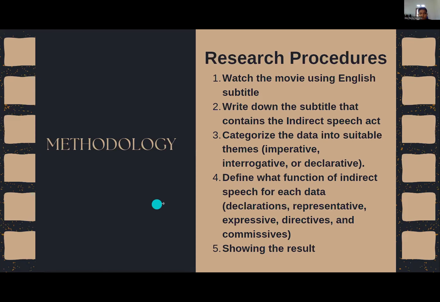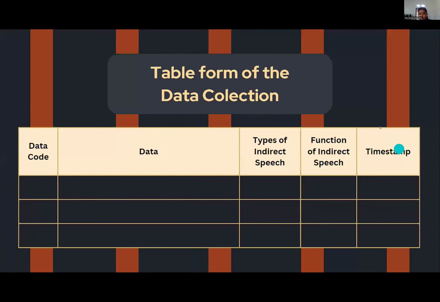We are going to analyze the data by using a table that contains many aspects. Here is the table form of the data collection. The data is the dialogue spoken by the main character, and the types of indirect speech referring to the framework mentioned. And the function for sure, because we are going to analyze the types as well as the function and the intended meaning of the indirect speech spoken by the character, and the timestamp as the mark of where it occurs in the movie.